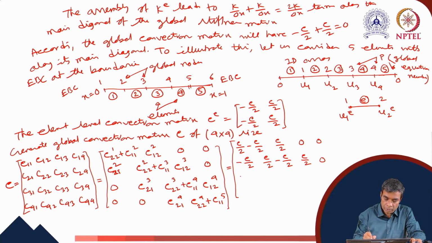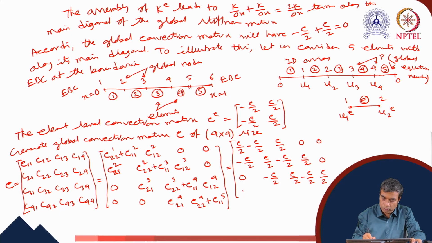Then we come to the third row. First term is 0. Then it is C213. C213 is minus C by 2. Then we have the diagonal term. It is C223. This is C by 2. Next is C114. So it is minus C by 2. The last term in the third row, this is C124. This is C by 2.